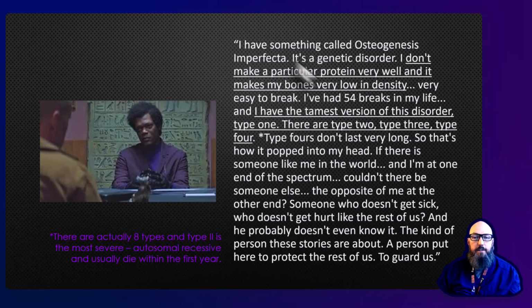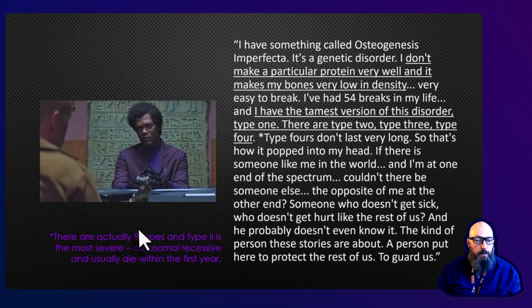He says he has osteogenesis imperfecta, genetic disorder, yes. He doesn't make a particular protein very well. Yeah, that's true. It's that type 1 collagen. And his bones are very easy to break. And he says he has the tamest version of the disorder. There's type 2, type 3, type 4. Type 4s don't last very long.